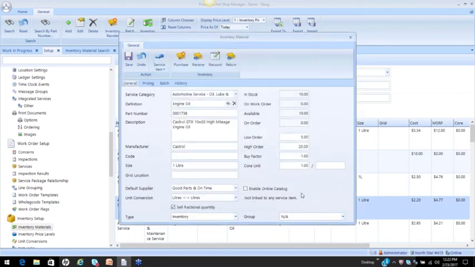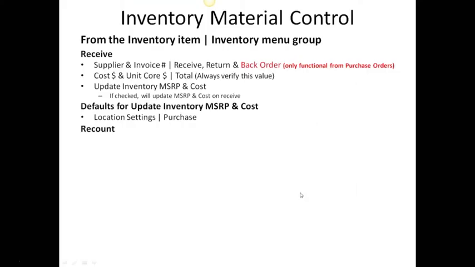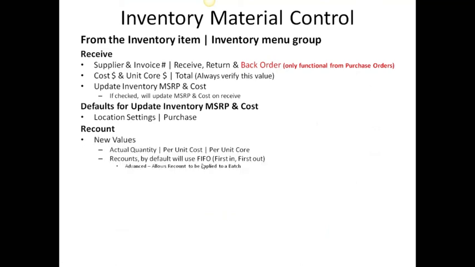Okay, so let's take a look at this back on the screen, and we have new values, the actual value, the per cost value, and the core unit. Recounts by default will go to FIFO. Okay, and you can apply those to a specific batch.